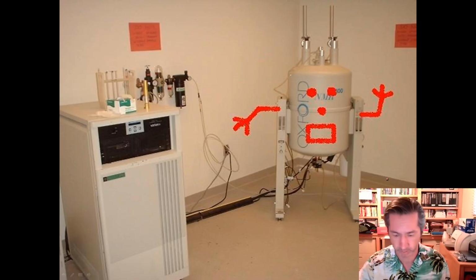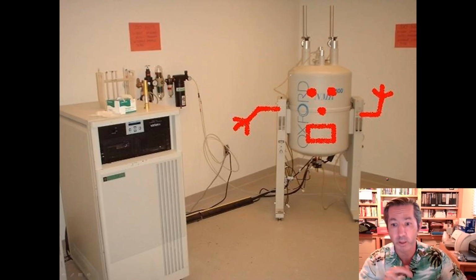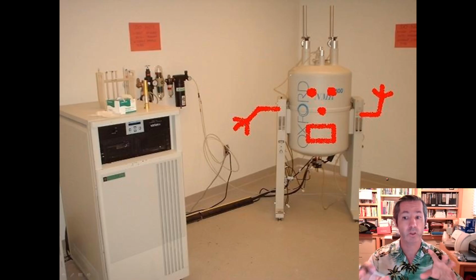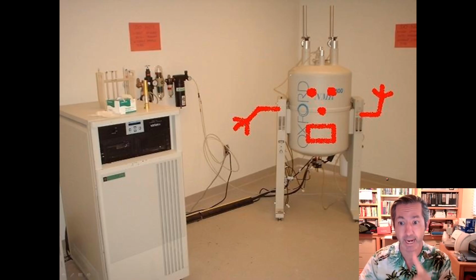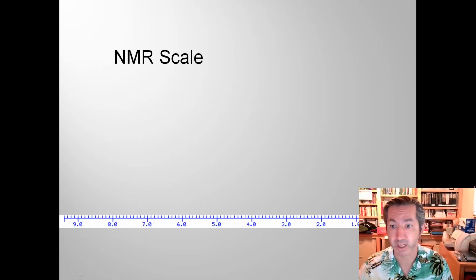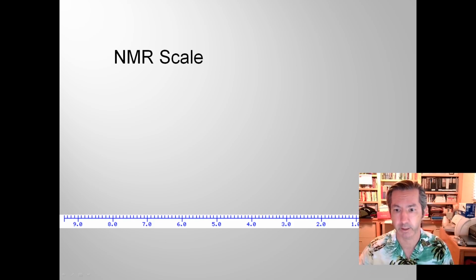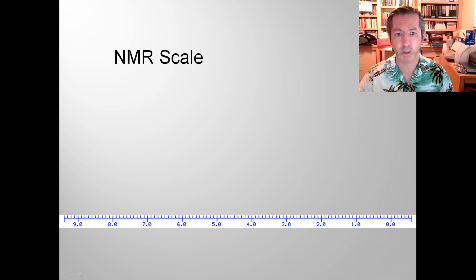That pesky NMR 300. Anyway, what we're going to do now is talk about how to start interpreting our spectra. So far we talked about instrumentation. Now, let's look at some spectra. Let's look at our scale first. Let's start here with our NMR scale.